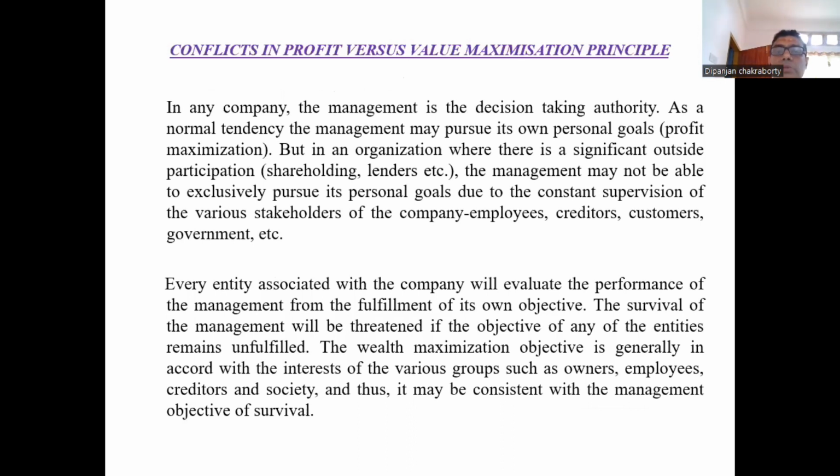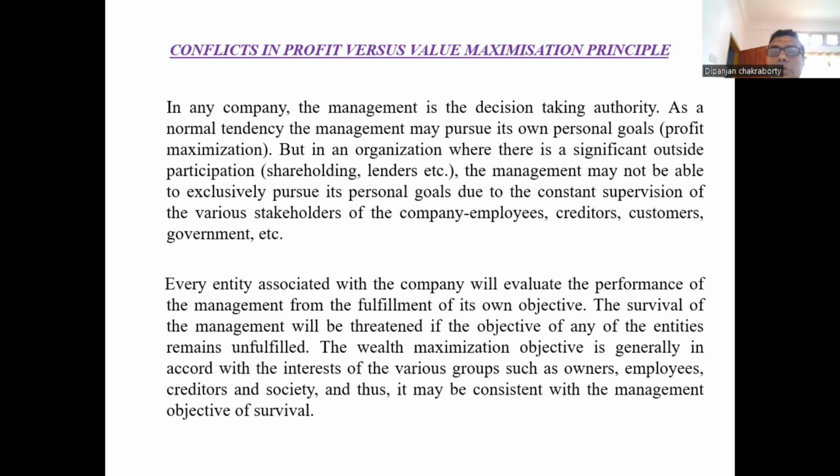Conflicts in profit versus value maximization principle. There is a conflict between profit maximization and value maximization: which is better, and which should be adopted as the best objective of financial management? In any company, management is the decision-taking authority. Top management takes every decision. As a normal tendency, the management may pursue its own personal goals. Management's own personal goal is only profit maximization.